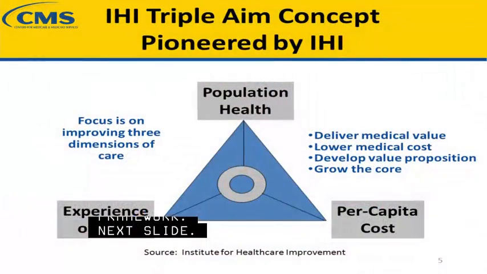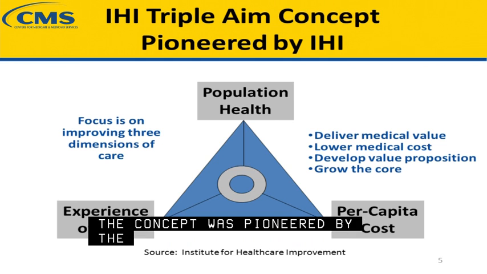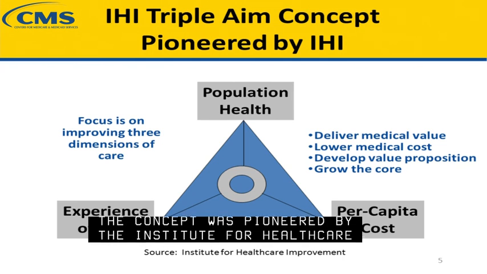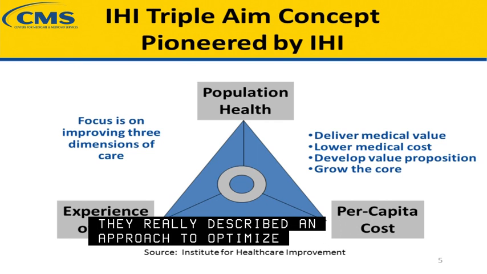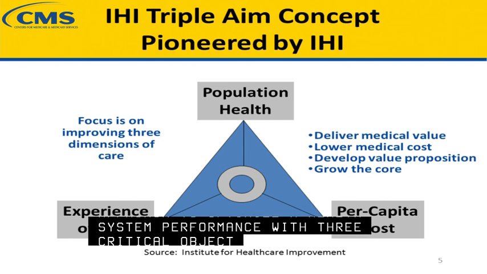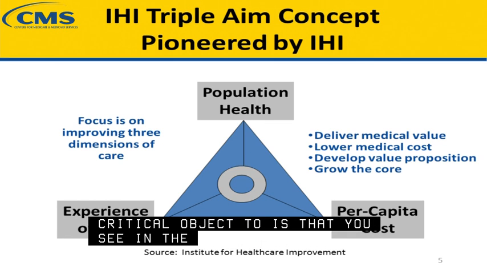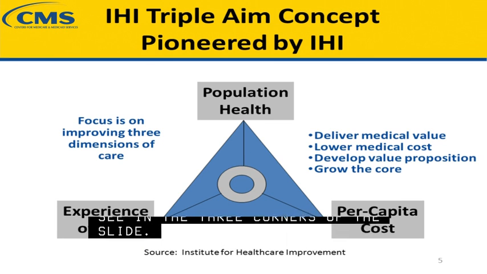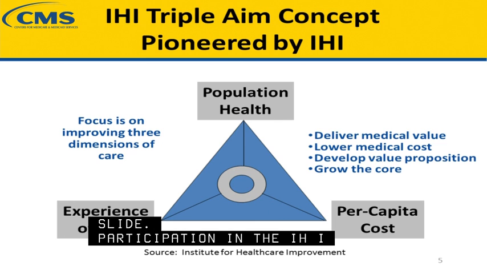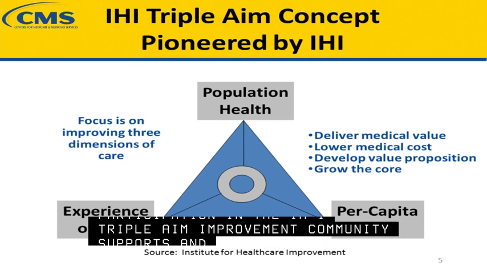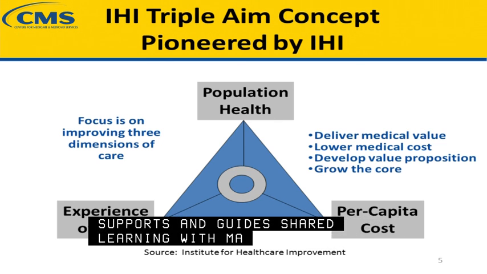So the next slide. The IHI Triple Aim concept was pioneered by the Institute for Healthcare Improvement, and they really describe an approach to optimizing health system performance with 3 critical objectives that you see in the 3 corners of the slide. Participation in the IHI Triple Aim improvement community supports and guides shared learning with many different organizations, nationally and internationally.